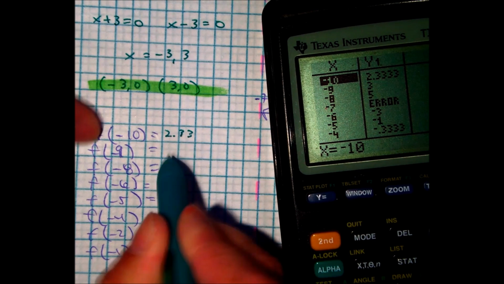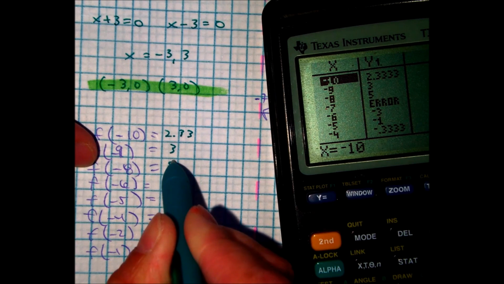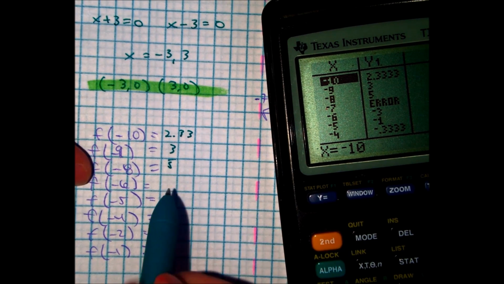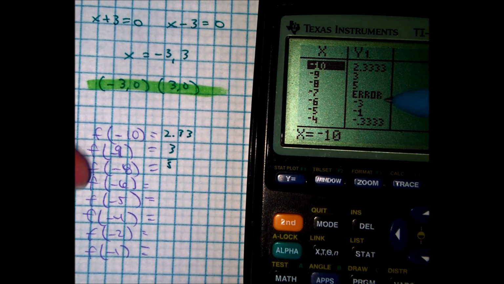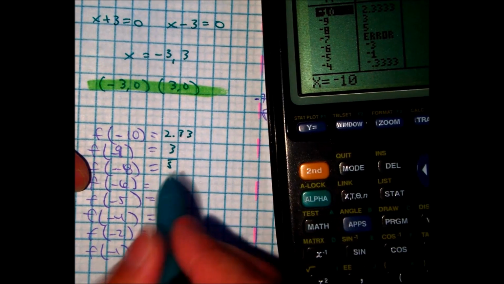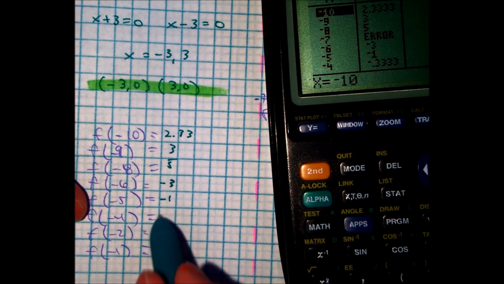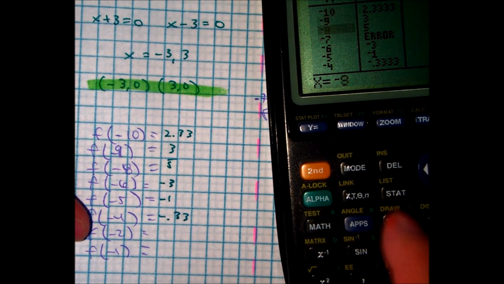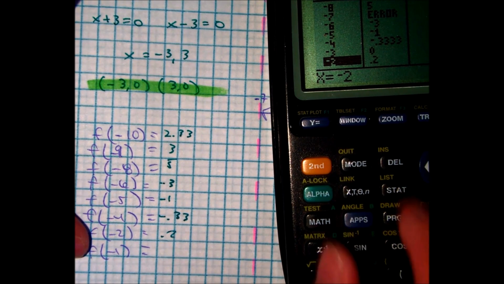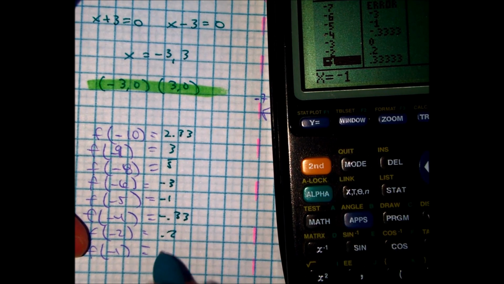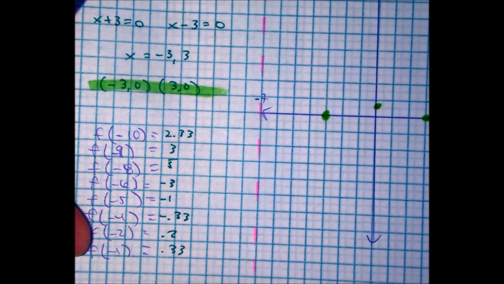2.33, -9 is 3, -8 is 5, -7 is an error. We already learned that that is my vertical asymptote. -6 is -3, -5 is -1, -4 is -0.33, -2 is 0.2, and -1 is 0.333. Okay, let's fill those in now.